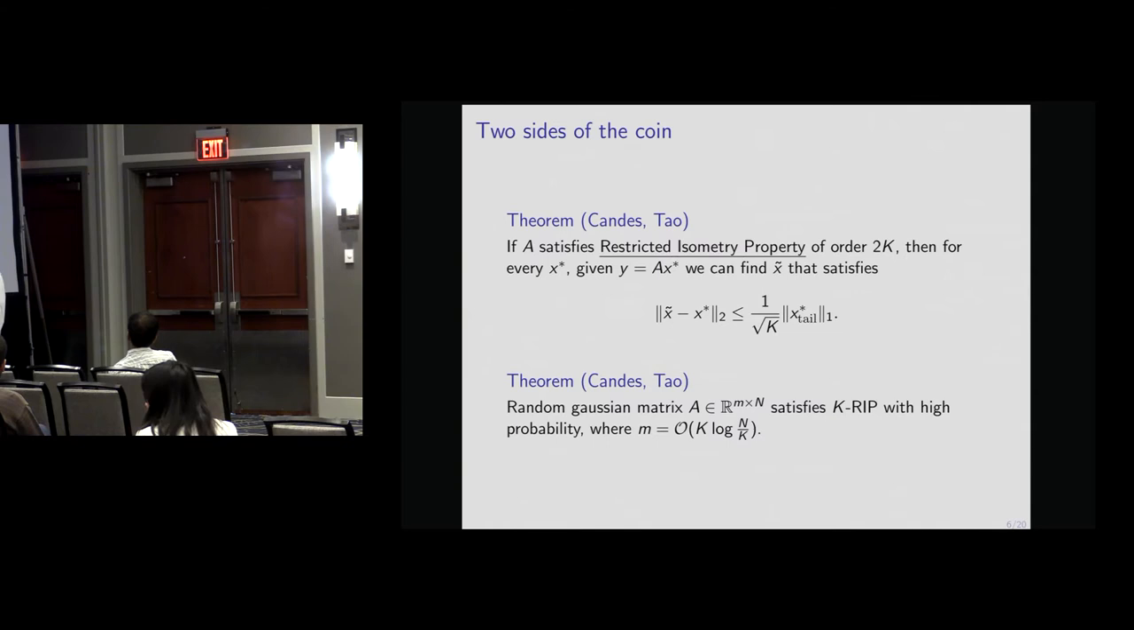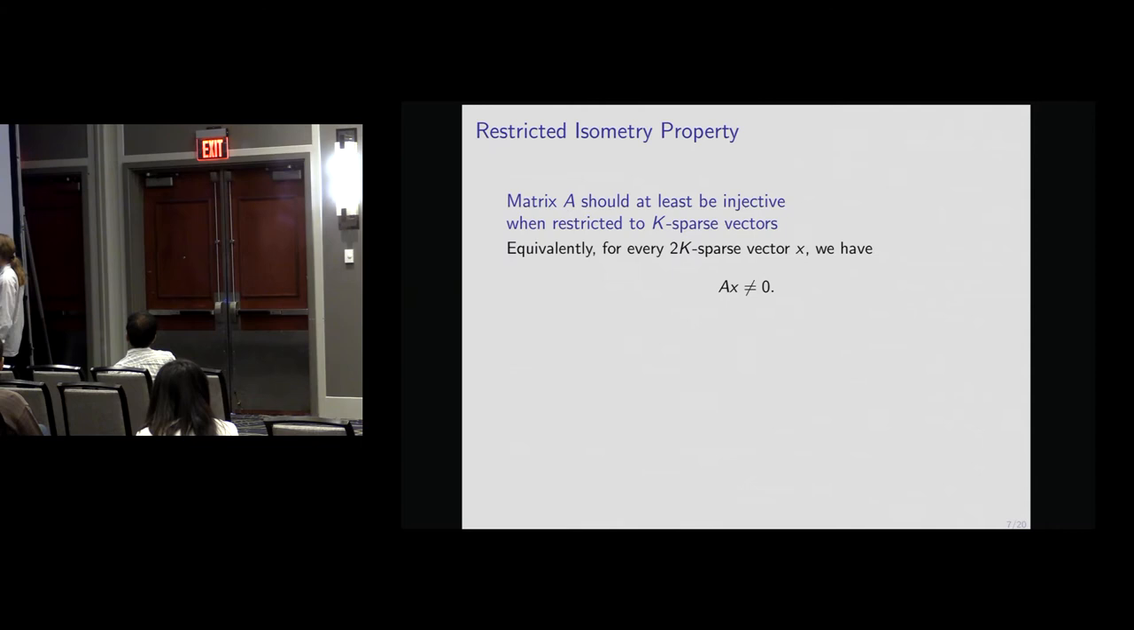Now, what is this restricted isometry property? I promised you that at least for exactly sparse vectors, you will be able to recover them without any error. In order to have any hope to do this, at least our matrix after restricting to k-sparse vectors has to be injective, right? So the natural necessary condition to hope to do any sparse recovery is that our measurement matrix A does not have any two k-sparse vectors in the kernel. This is equivalent to saying that it's injective when restricted to k-sparse vectors.